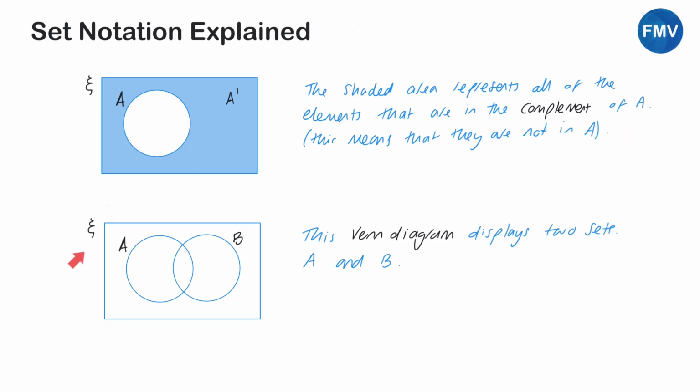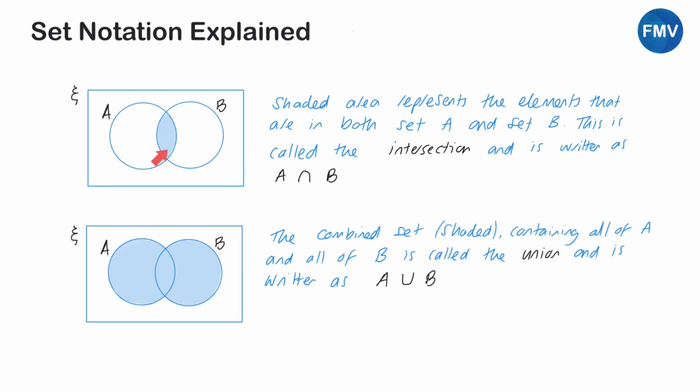So this Venn diagram here, again, shows the complete set, and elements that are in set A sit in here, elements that are in set B sit in here, and elements that are in both sets will sit in here. Again, we're looking at the elements that are shared. So these elements here are in both sets A and B. So this shaded area represents the elements that are in both A and B, and that's called the intersection. And it's written as A intersection B. So we use this upside down U to represent the intersection.